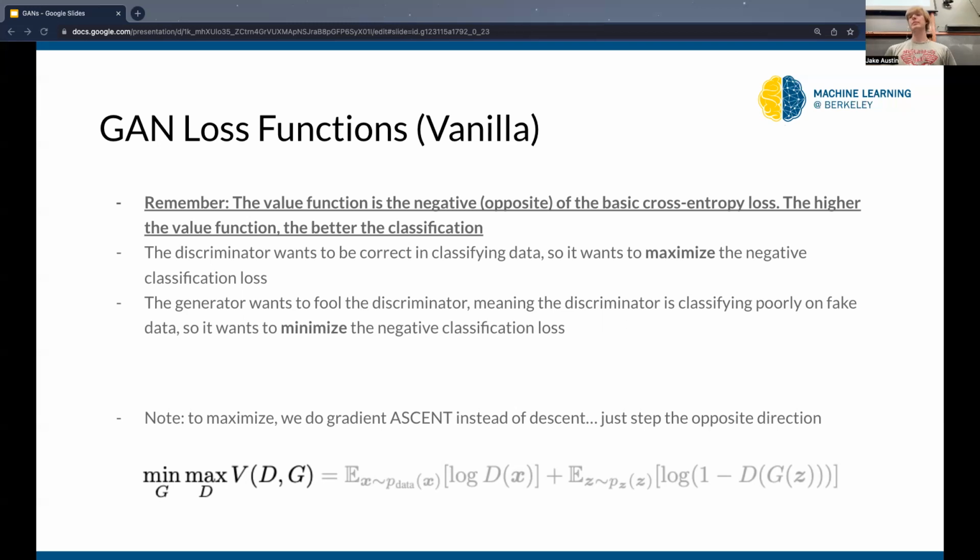So your discriminator wants to maximize the value function here, its ability to correctly classify. And then the generator obviously is doing its job if its data looks real and the discriminator's like, I don't know what this is, is this real or fake? I don't know. Does that make a little more sense? If I confused you with words, please tell me.